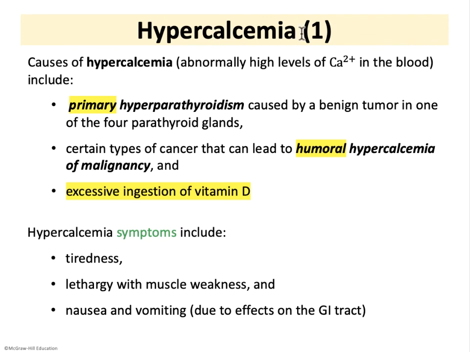Hypercalcemia can also exist, and that's too much calcium in the blood. And again, it can be the result of primary hyperparathyroidism due to a tumor in one of the 4 parathyroid glands, or due to cancers that interfere with the amount of calcium in the blood, or an excessive ingestion of vitamin D. Remember, vitamin D is lipid soluble and it will build up in the body and continue to have an effect on calcium levels. So hypercalcemia symptoms include tiredness, lethargy, and nausea, with vomiting in severe cases.